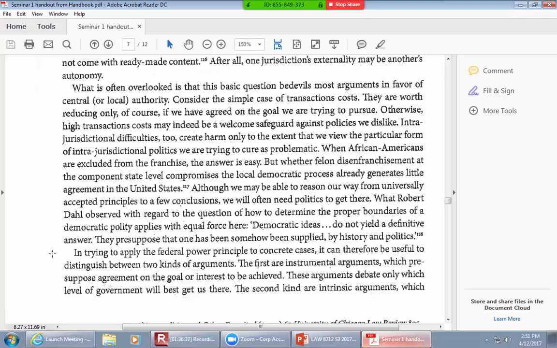So in trying to apply subsidiarity to concrete cases, it can therefore be useful to distinguish between 2 kinds of arguments. Remember Paris and Venice? So he's saying, if we agree on the goal, the first are instrumental arguments, which presuppose agreement on the goal or interest to be achieved. So we all agree we're going to go to Paris, then this idea of subsidiarity and its implementation is only instrumental. It's just simply how to get there. So we have identified already that we have a Quebec. And we know that Quebec wants to have its own separate constitutional space. Then subsidiarity is simply going to be, well, how can we arrange that for them?